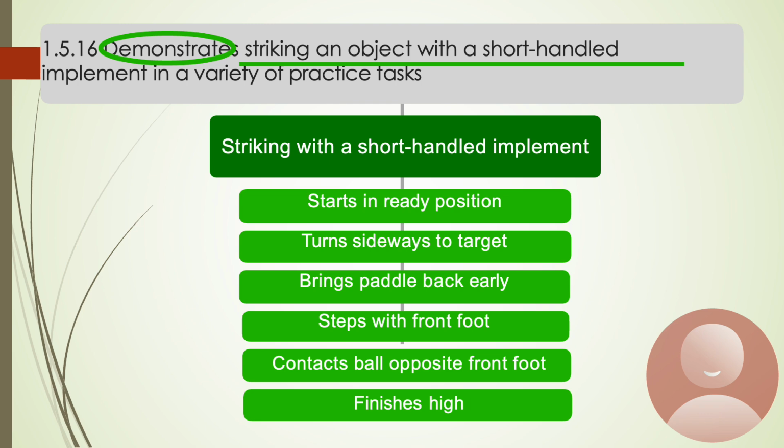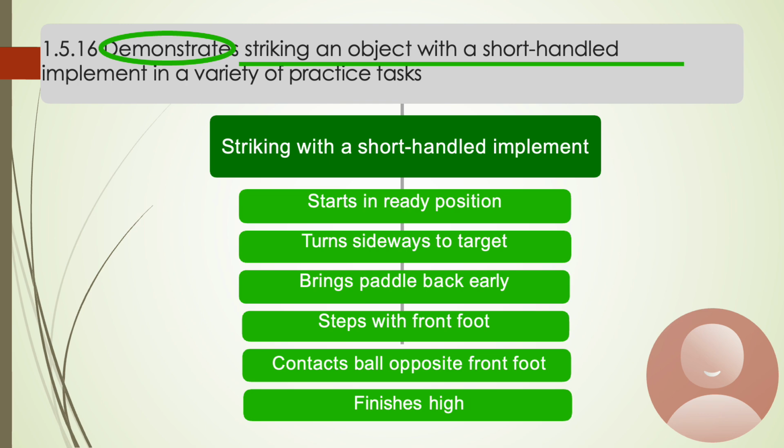A short-handled implement could be a pickleball paddle. It could be a tennis racket. It could be a badminton racket. It could be a squash racket. Okay? Whatever it is that you decide. But this is just, they use the short-handled implement. It's a very vague term.